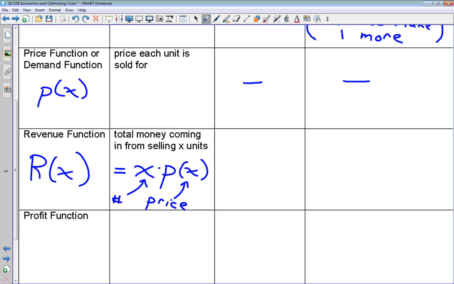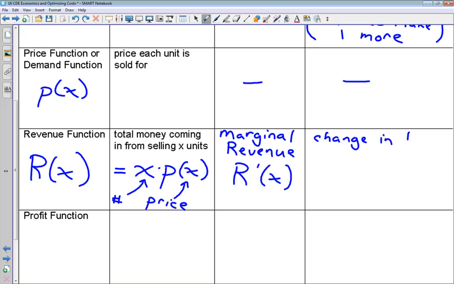Now, if we take the derivative of our revenue function, we get what is known as our marginal revenue. So marginal revenue is similar to marginal cost. Okay? It is the change in total revenue from selling one more unit.